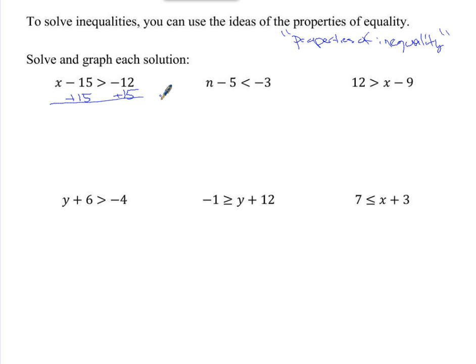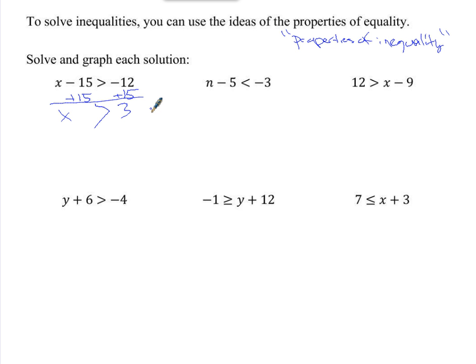So that gives me just x on the left. Negative 15 plus 15 is 0, so it disappears. The greater than symbol comes down. And then I have negative 12 plus 15, which is positive 3. So in order for the original inequality to be true, I have to substitute in any value that is greater than 3, is what that says. x is greater than 3.